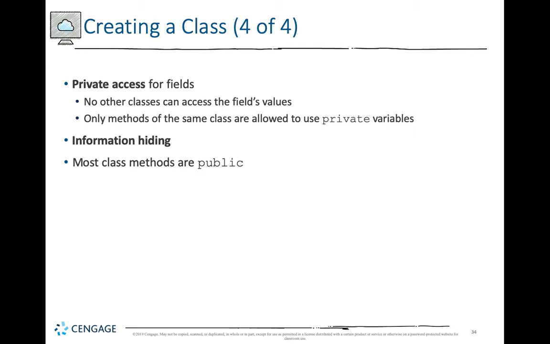If you extend from my pizza class, you can't see that sauce because it's private. However, the only class that can see the sauce is the class that it resides in because it's private. Okay? All right, this is called information hiding. Information hiding is a topic you're going to hear and see over and over again. 99 times out of 100, all classes are public.